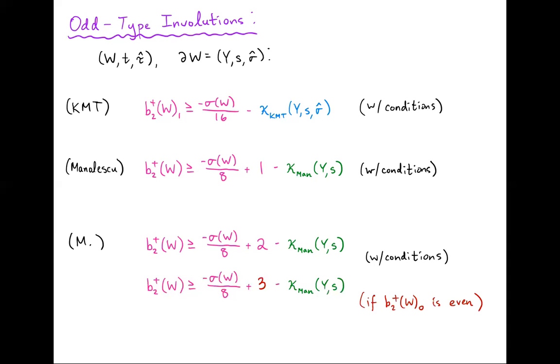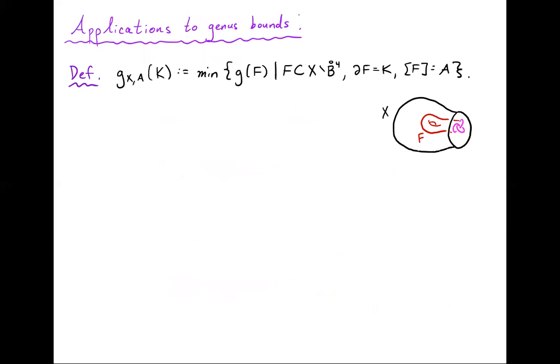Okay, so let's see this in action. A nice application of this is to genus bounds in 4-manifolds. Let K denote a knot in the 3-sphere. We define X, sorry, I should have written this down, X is some 4-manifold and A is a homology class in X. We define g_{X,A}(K) as the minimum genus of a surface inside of X minus a 4-ball whose boundary is K, and so that's denoted by that picture over there.